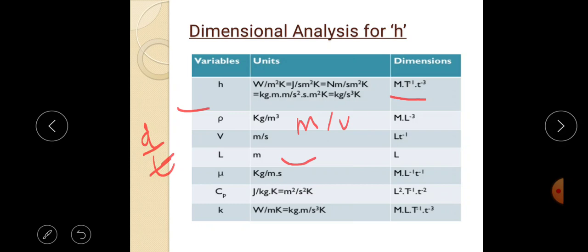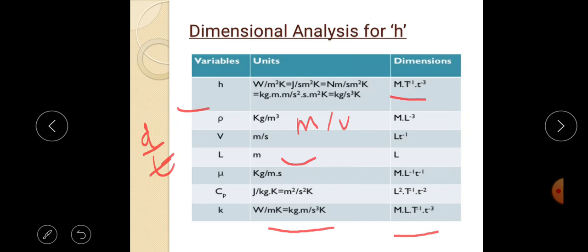Cp is the specific heat or heat capacity, and its unit is joule per kilogram Kelvin, or meter square per second square Kelvin. So its dimension will be L square T minus 2 theta minus 1. And for thermal conductivity k, its unit is watt per meter Kelvin, and dimension will be M L T minus 3 theta minus 1.